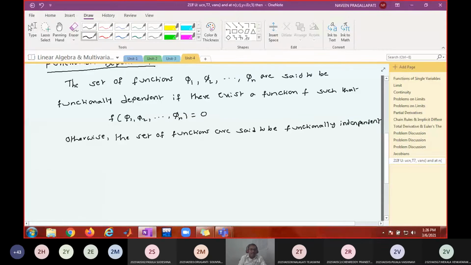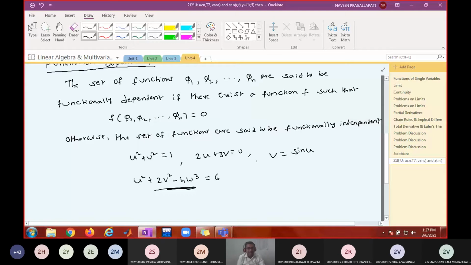Okay, something like u square plus v square equal to 1, or 2u plus 3v equal to 0, or v equal to sin u. Like this, there should exist some relation between u and v. Then we say these two are functionally dependent. Similarly, 3 functions. Okay, u square plus 2v square minus 4w equal to 6. Okay, if there is some relation like this, we say these 3 functions are functionally dependent. Otherwise, they are said to be functionally independent.